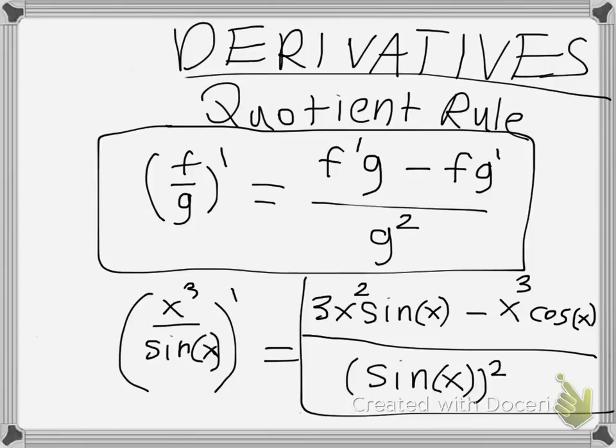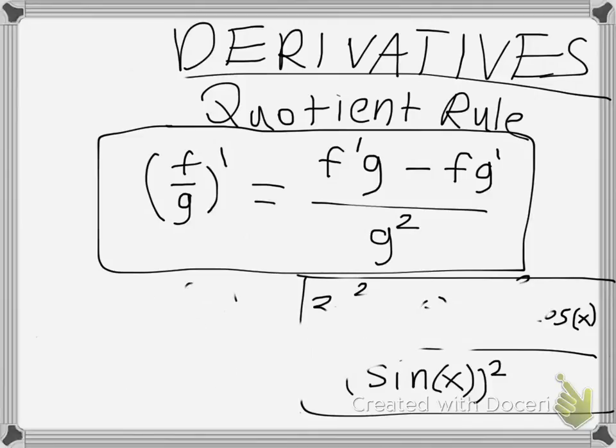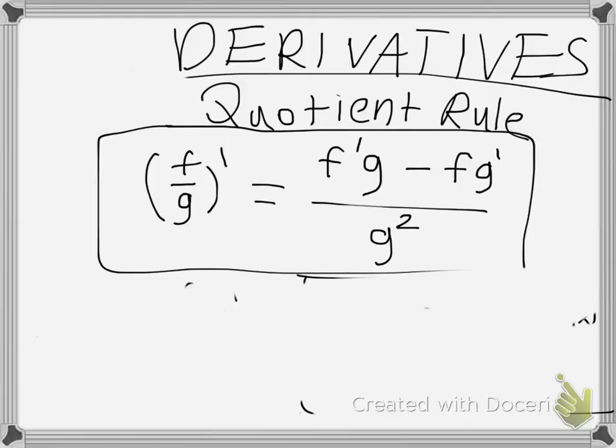So that's the answer. So the derivative of x cubed over sine of x equals this thing right here. Remember, the quotient rule says that the derivative of a quotient of two functions equals the derivative of the first function times the second function minus the first function times the derivative of the second function, over the second function squared. So this is the quotient rule.